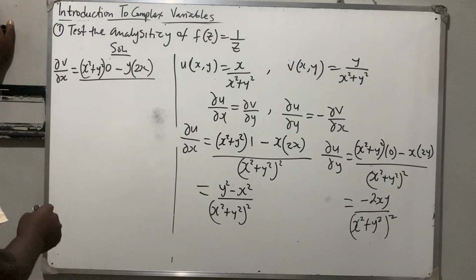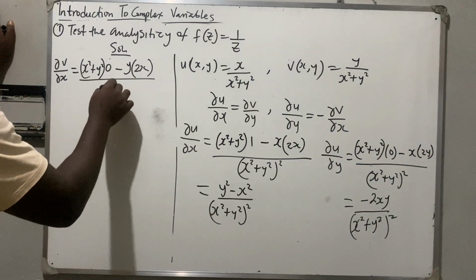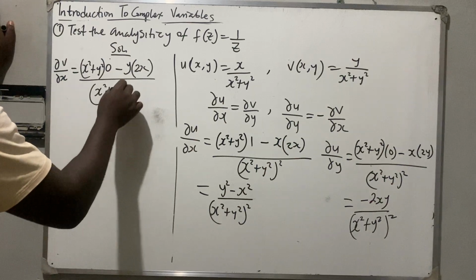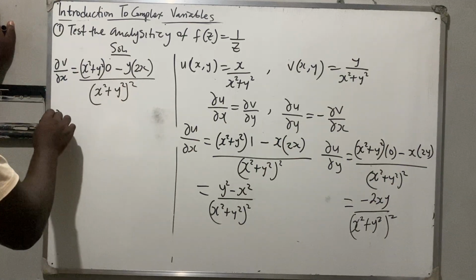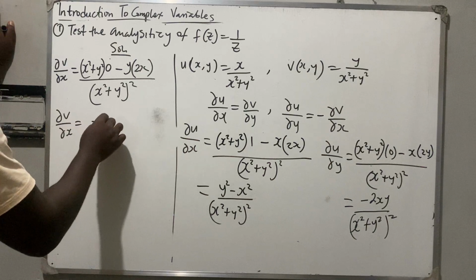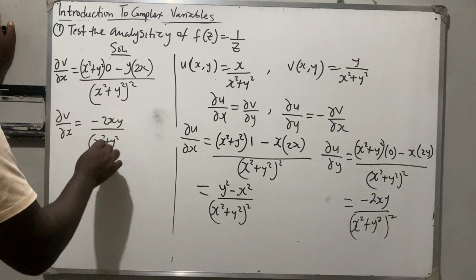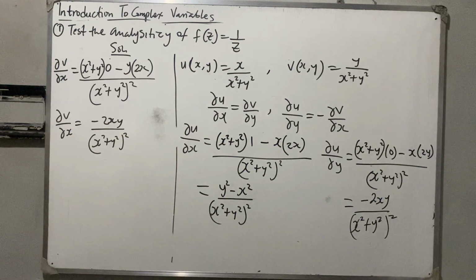Then all over denominator squared. So what is our denominator squared? That is x squared plus y squared all squared. So you see that partial v, partial x will now be minus 2xy all over x squared plus y squared all squared. Okay, are you sure I did not make mistakes somewhere? So let me check it out.